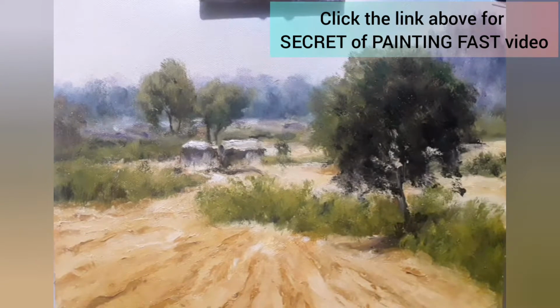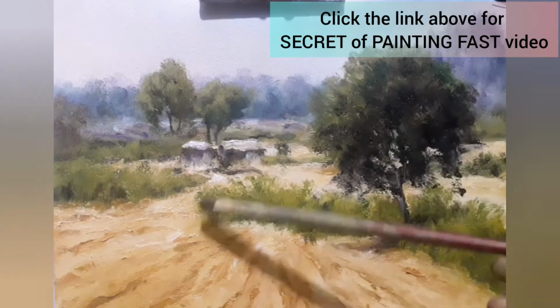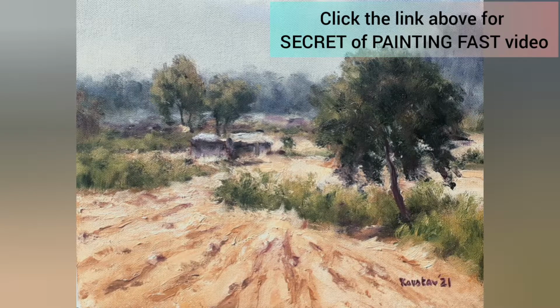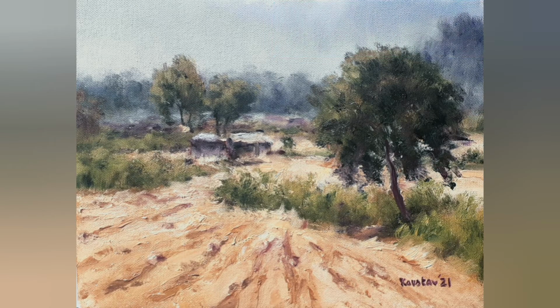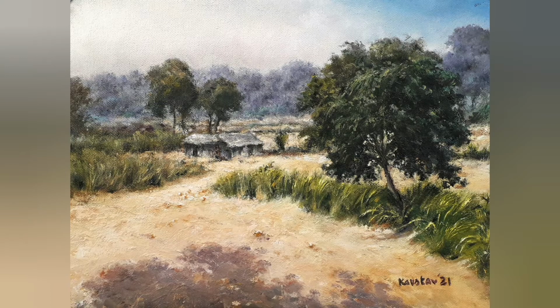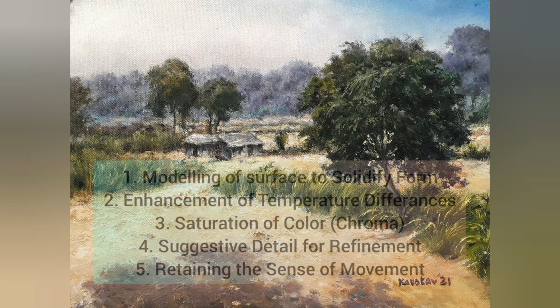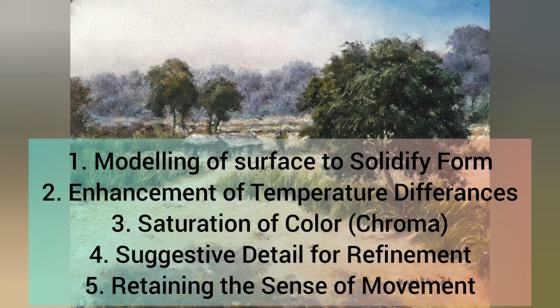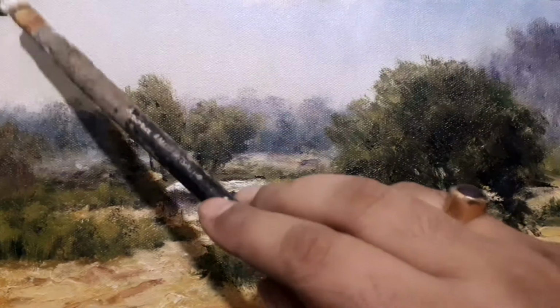So it led to a painting that was just suggestive of what the scene was like, and this is that image, and we are going to convert it into something like this, or maybe like this, which is more refined. It's just a matter of time, but we will be focusing on these four points: modeling of surface for form, enhancement of temperature differences, saturation of color or chroma, suggestive detail, and retaining the sense of movement. And with this we are going to start refining the picture.